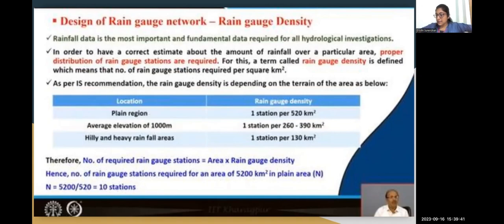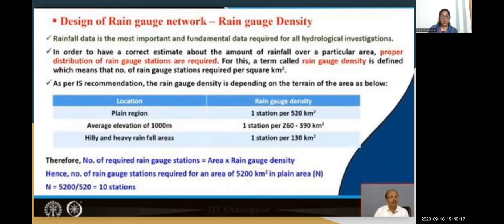So once again, rain gauge density is nothing but the number of rain gauges per square kilometer area. And as per IS recommendation, for a plain area, for every 520 kilometers square you require one station. When it comes to areas with average elevation around 1000 meters, you require one station for every 260 to 390 kilometers square. And if the area is a hilly area with heavy rainfall, then we will require one station for every 130 kilometers square.